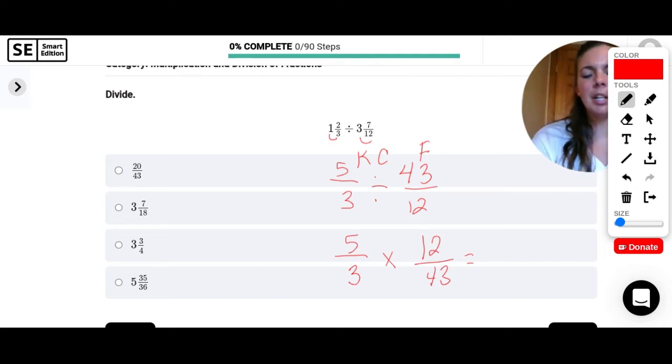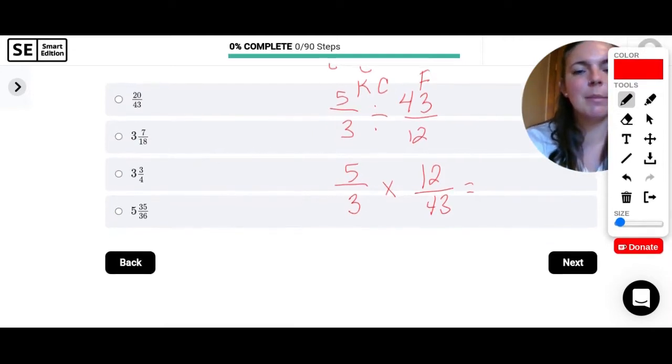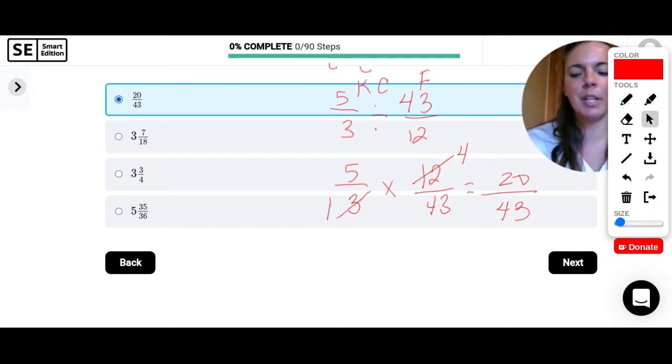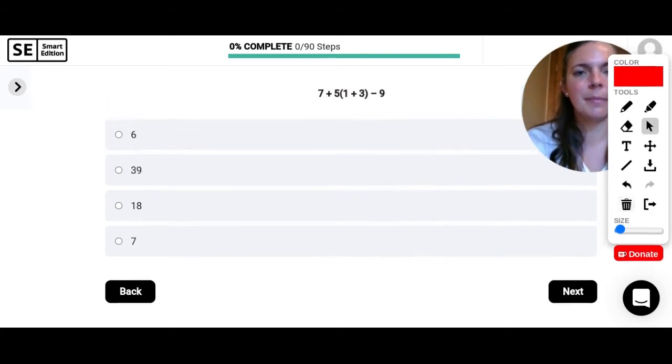Okay, so I could just multiply across the top and across the bottom. I think I'm going to cross cancel first, though, which means I'm looking for something that the top and the bottom have a factor that they share. So 3 and 12 share a factor of 3. So divide each of these by 3. And now I can go across. 5 times 4 is 20. 1 times 43 is just 43. And that's it. I can't simplify it. And there's my answer, 20/43.